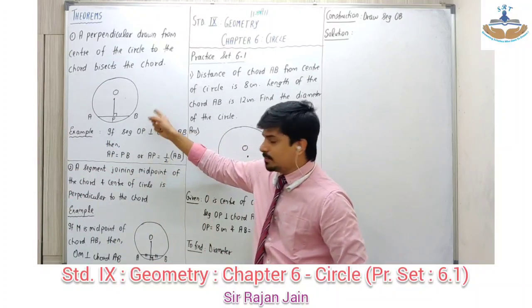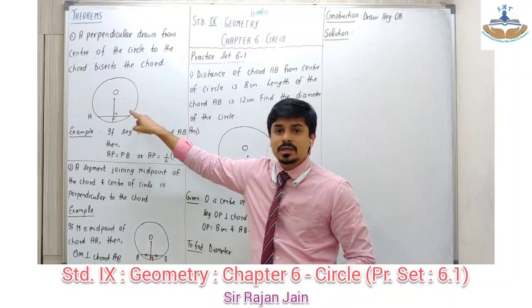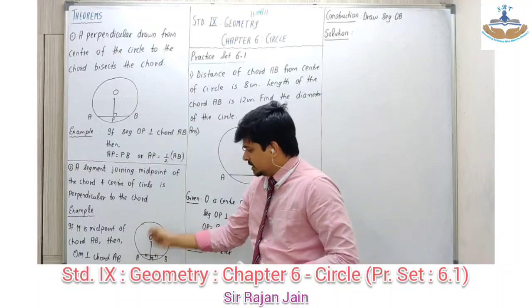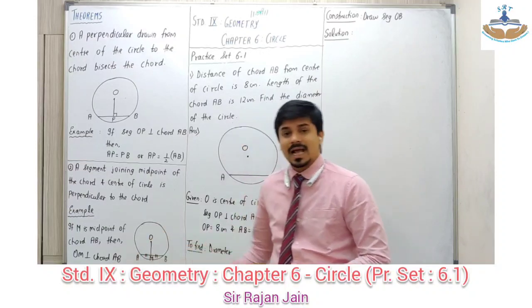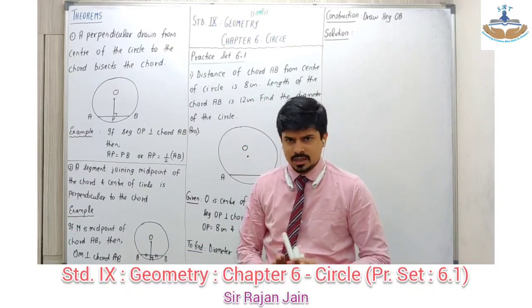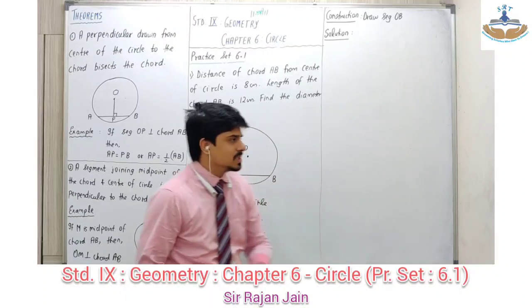Understood? तो इधर क्या था? Perpendicular was given. Your conclusion is that it bisect the chord. Here the bisector is given. Your conclusion is that that bisector has to be perpendicular to the chord. Clear with it? Okay. Now let's start with the sums.